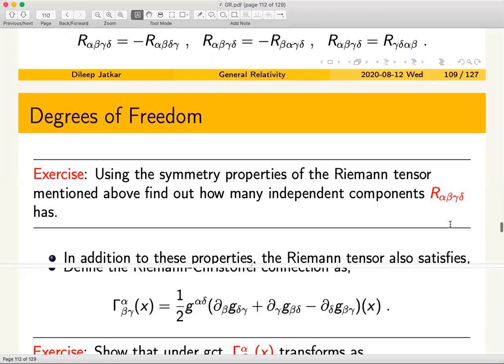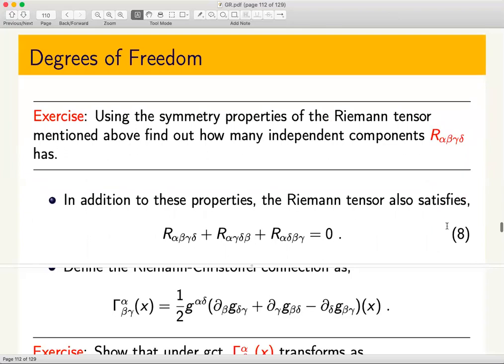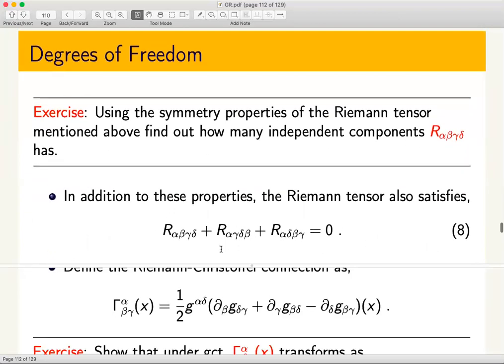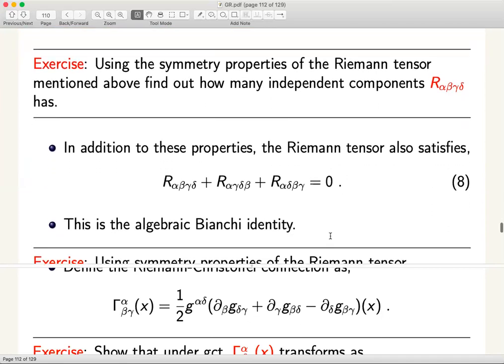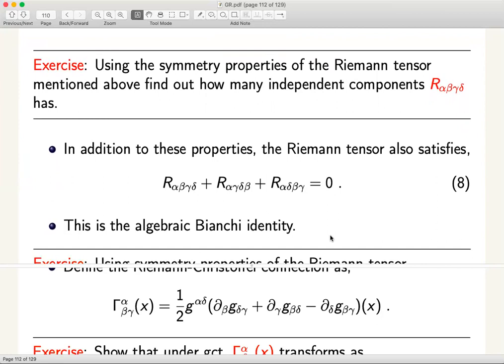Okay, in addition to that, there is one more property that this Riemann tensor satisfies, and that is the following. You write down R alpha beta gamma delta, hold alpha fixed, and permute beta gamma delta cyclically. That means you write down R alpha beta gamma delta, R alpha gamma delta beta, and R alpha delta beta gamma, and add all of them. If you add all these three, okay, that would give you 0. Okay, so that is an additional condition that a Riemann tensor has to satisfy. This condition is what is called the algebraic Bianchi identity.